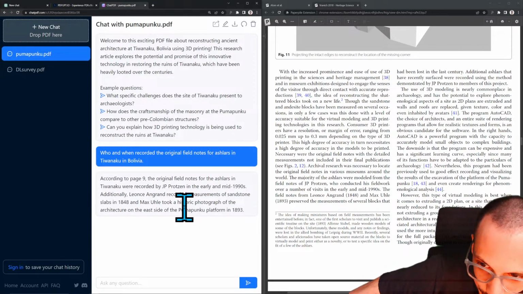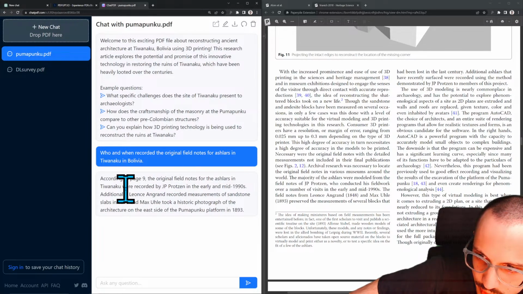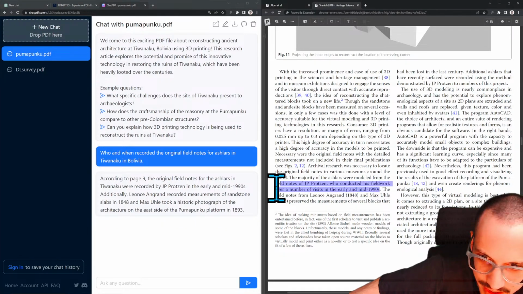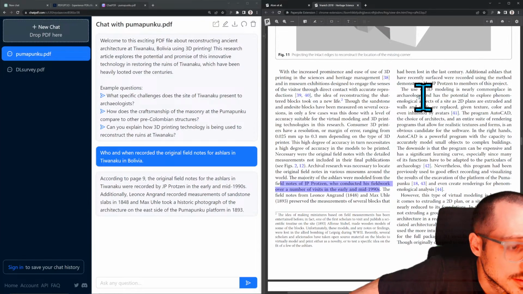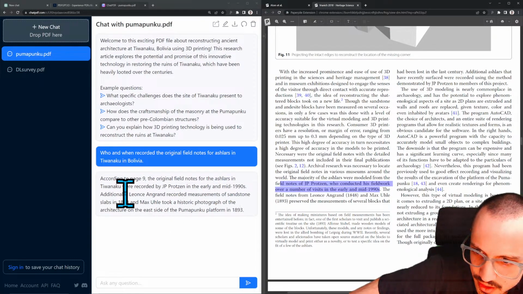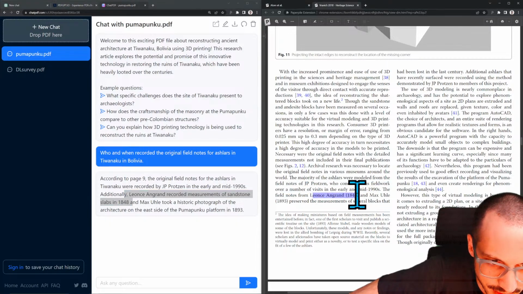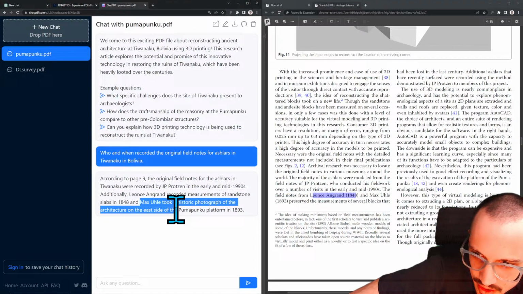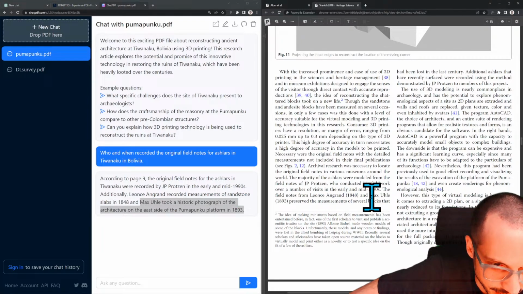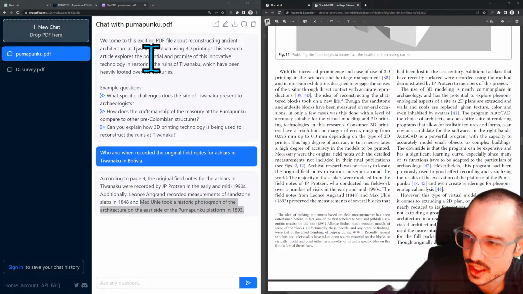Okay, so ChatPDF says, according to page 9, the original field notes were recorded by J.P. Protzen in the mid-1990s. Okay, so it's finding it. This is page 8 or whatever. Léonce Engrand in 1848. That's also correct. And then Max Uhle, 1893. Okay. Boom. ChatPDF got it pretty good.